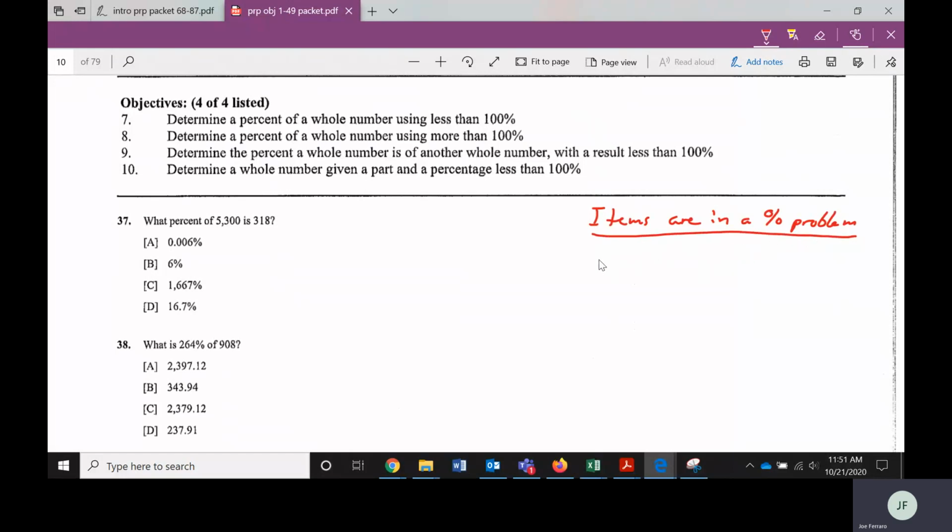So if I just have a sentence that says 50% of 20 is 10. Okay, there's 3 items to a percent problem. The one that has a percent sign on it is the percent. So that should be easy enough to find.